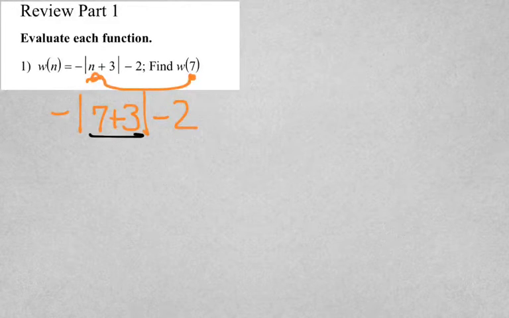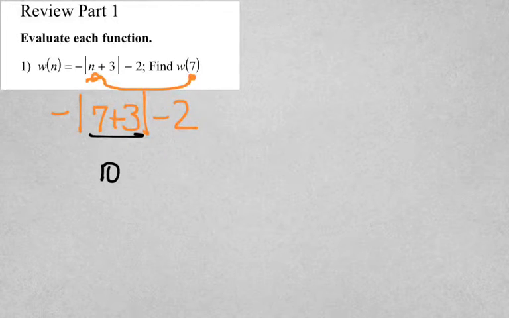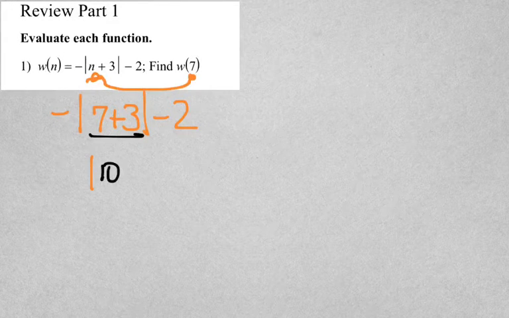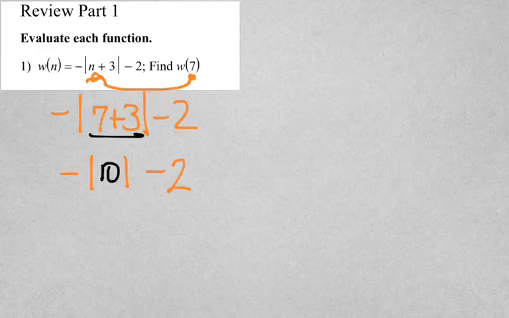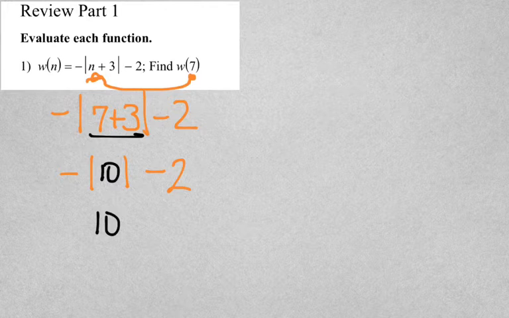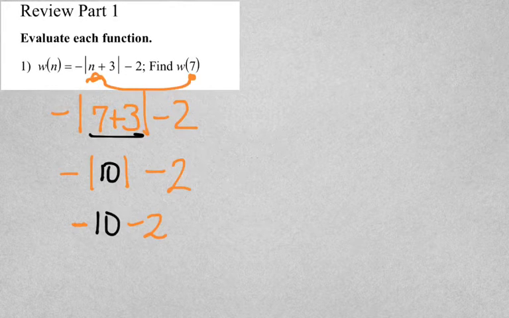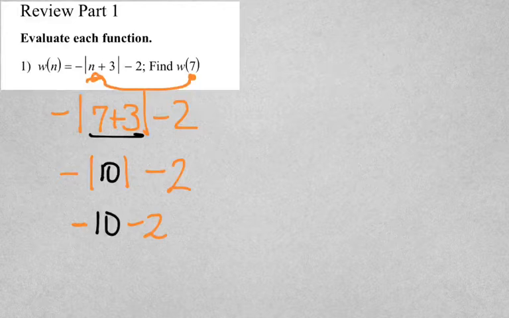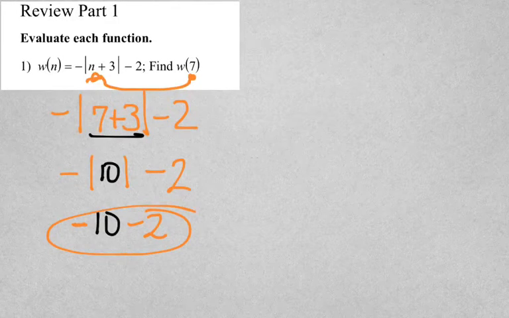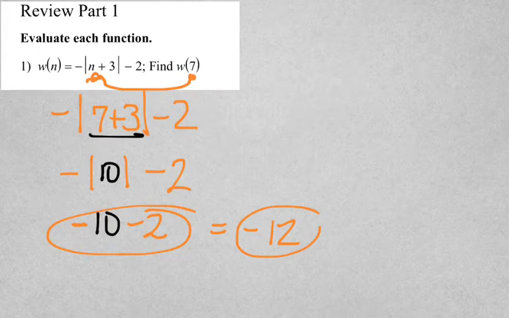What is it when I combine 7 and 3? And that is 10. Well, I need to take the absolute value of that 10. And the absolute value of that 10 is going to be 10. And everything else just gets brought down from the previous line. Now that I've gotten the absolute value done away with, I can actually find out what this number is. That number, negative 10 minus 2, is negative 12. That's my answer.